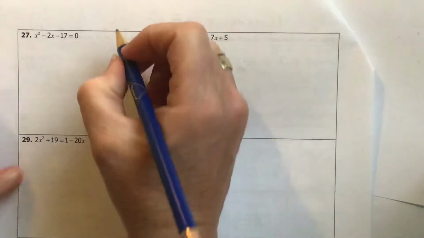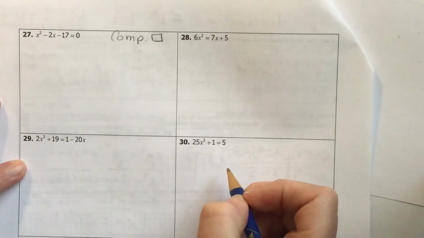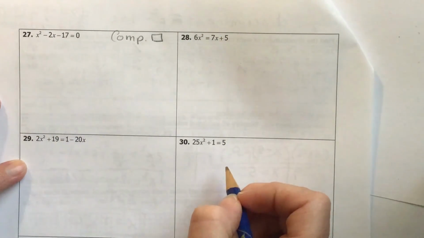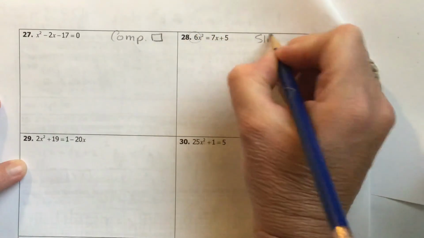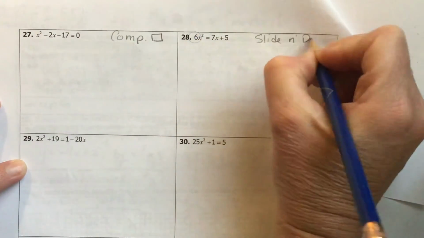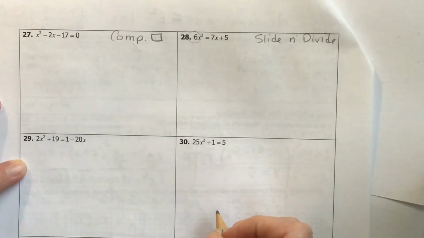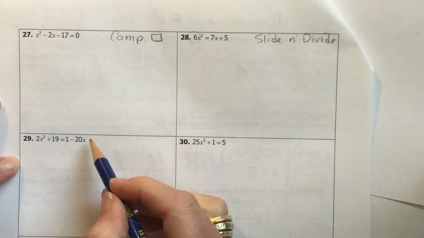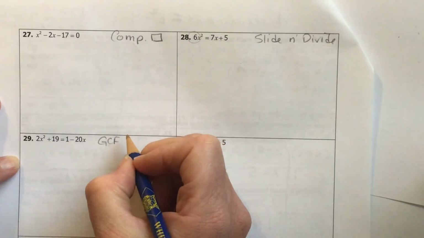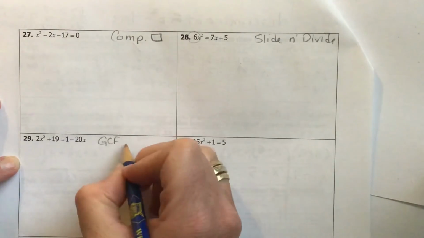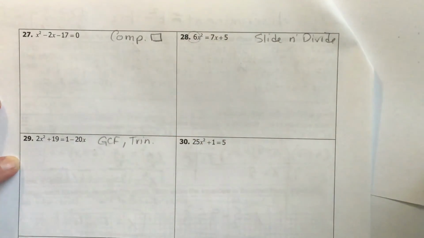So this one was going to be to complete the square. Let's see. Oh, this is going to be a slide and divide. This one is going to be greatest common factor. So I'm going to do a GCF here. It's going to be kind of a two one, right? I have 2 steps here, and then a basic trinomial.